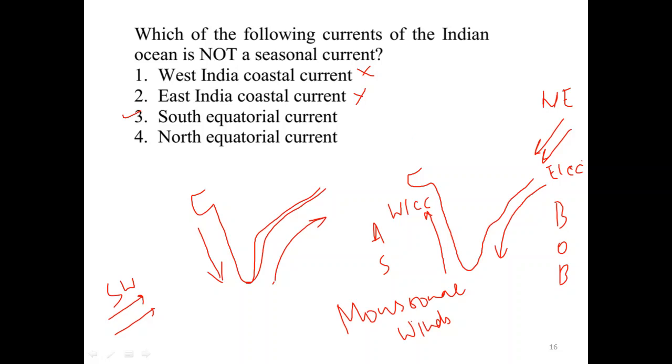South equatorial current is not a seasonal current of the Indian Ocean. The rest, all three, are seasonal currents.